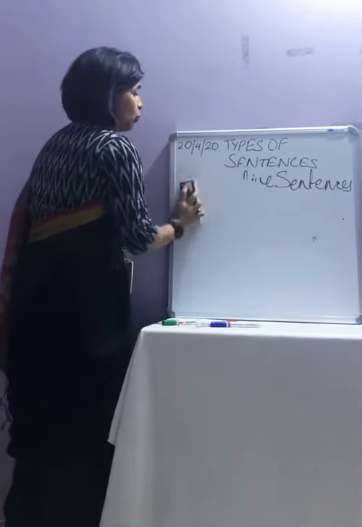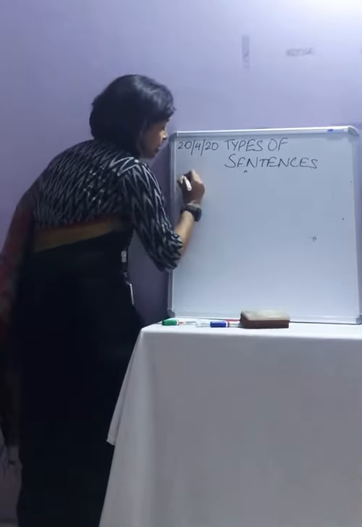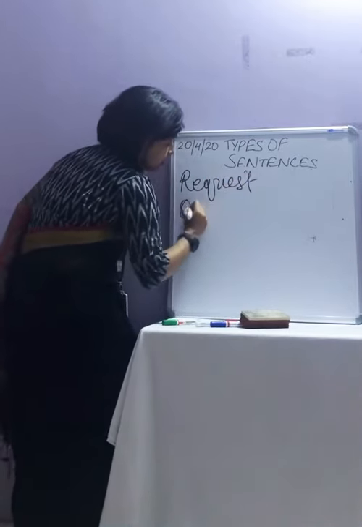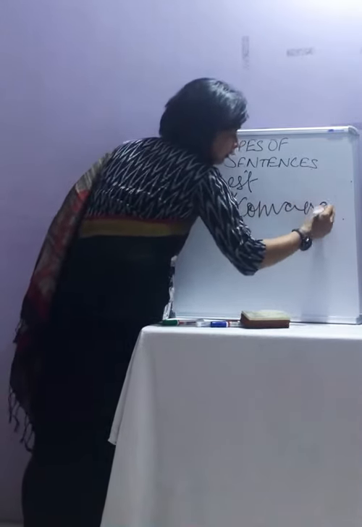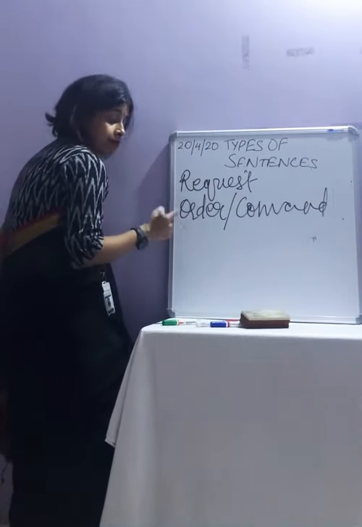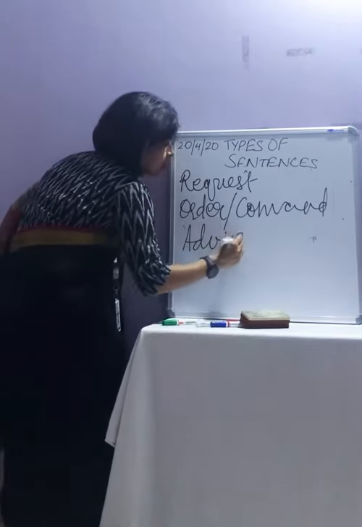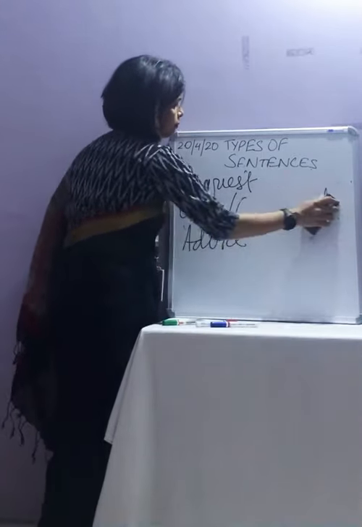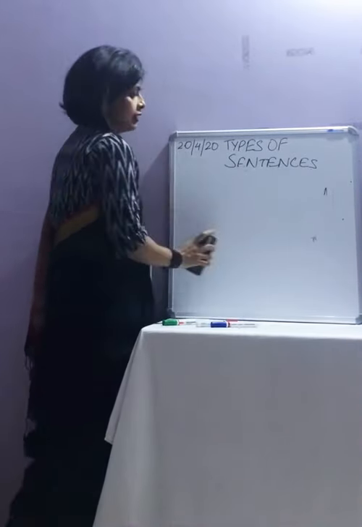Alright children? So we know what are the three types of imperative sentences? Yes, request. Then order or a command. You can also call it a command. Yes. The third one is, yes children, what is the third one? Correct, advice. The third one is advice. So these are the three types of imperative sentences.